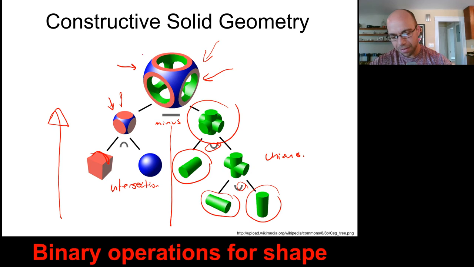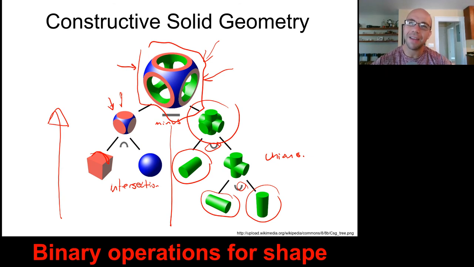Now, here's the really interesting thing. This object at the top of our slide here would be really hard to model. Do you see that? I mean, I would need a pretty complicated triangle mesh to make this particular object at the top of the slide. But I've built it out of really simple objects that I have at the bottom of my tree, right? There's a cube, a sphere, and a cylinder. All three of these are fairly straightforward to, for example, render in a ray tracer.